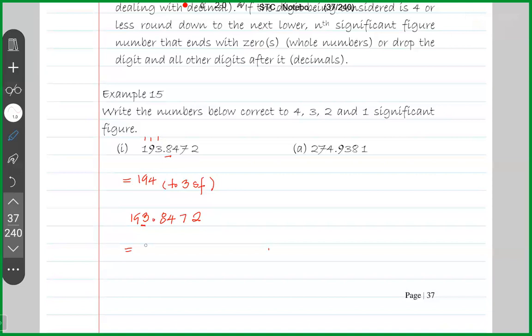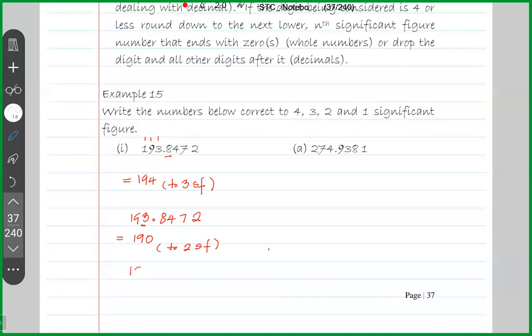My answer would be 190 to 2 significant figures. So in the number 190, there are only 2 significant figures, 1 and 9. Remember, trailing zeros in a whole number are not significant. That is a whole number without decimals. Trailing zeros in a whole number without decimals are not significant.